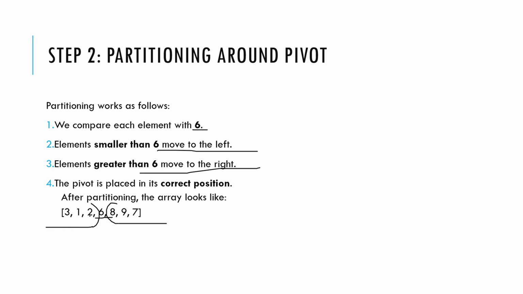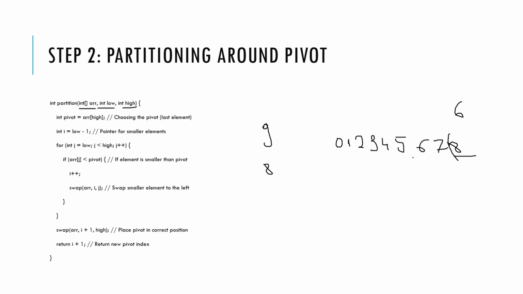So 1, 2, 3, 4, 5, 6, 7. In this case we have 7 elements. I'm sorry, we don't have 9. So we have 0, 1, 2, 3, 4, 5, 6. For us, the 6th element is the pivot. It is the 7th element, but with the index 6. Now, we point for smaller elements. So we have low -1.